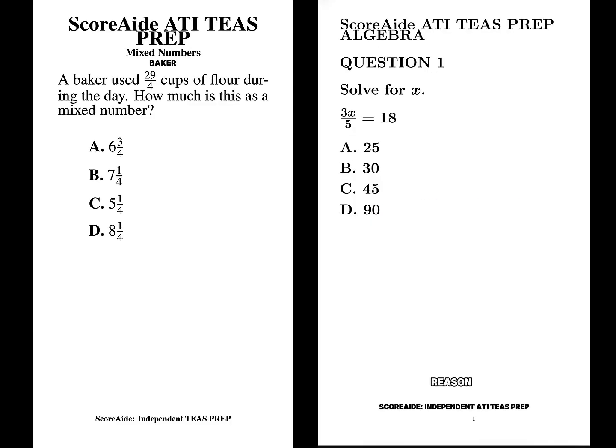A baker used 29/4 cups of flour during the day. How much is this as a mixed number or a mixed fraction? So we have 29/4. So let's use the long division method. So which whole number closest to 29 can divide 4 without a remainder?